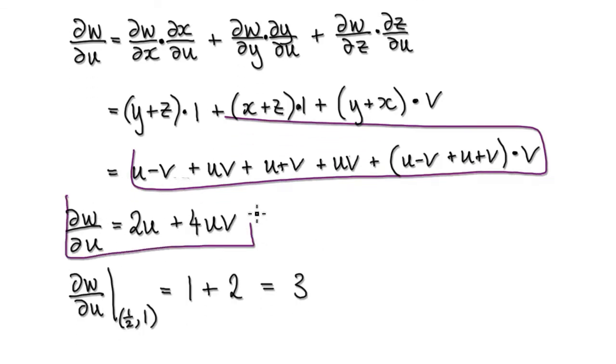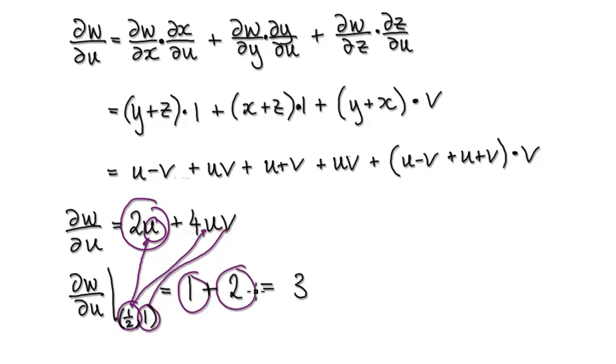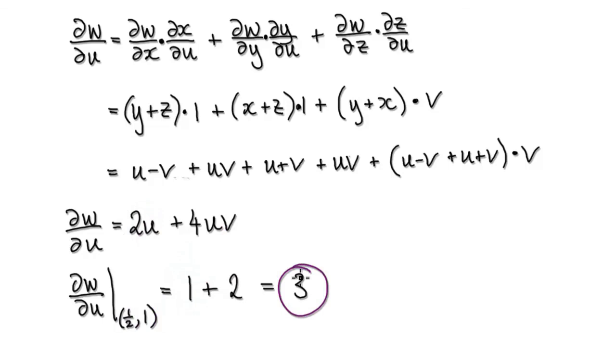So the partial derivative is given by this, but we want to evaluate it at this specific point where u equals a half and v equals 1. So we would put this into the u, so that would then give us 1, and put this into the u and put 1 into the v. That will then give us 2. So the final answer is 3. Okay.